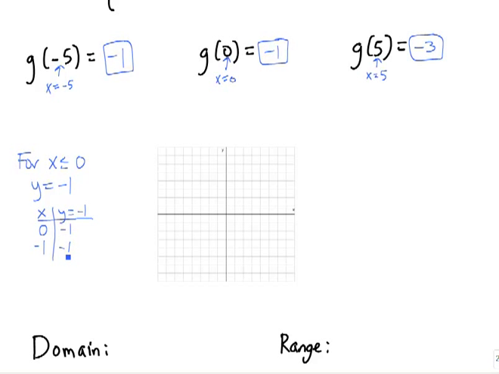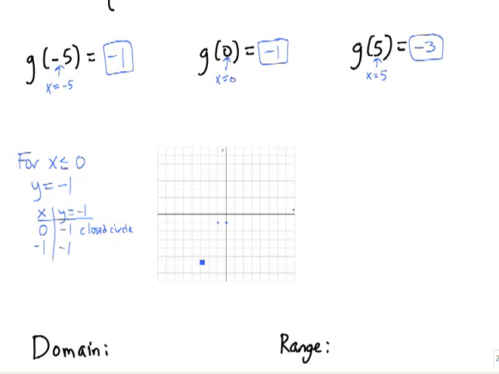So let's go ahead and start plotting these. Now this first one, 0, remember that had an equal bar in the actual inequality, so that means we get to include this point. So at 0, negative 1, we're going to have a closed circle. So 0, negative 1 would be right here, nice closed circle. Negative 1 would be right here.